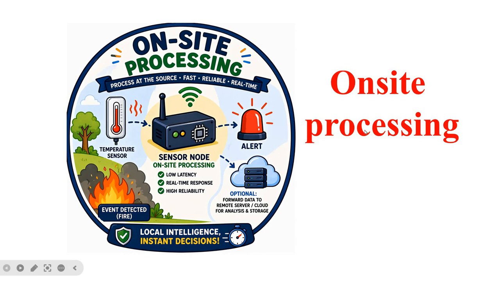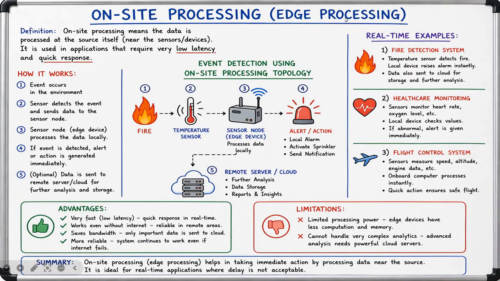In this lecture video, we will understand what on-site processing is. On-site processing is also called edge processing. In on-site processing, the data is processed at the same place where it is generated. The sensor collects the data and a nearby device, such as a sensor node or microcontroller, analyzes it immediately. This reduces the delay and allows the system to take quick actions in real time.